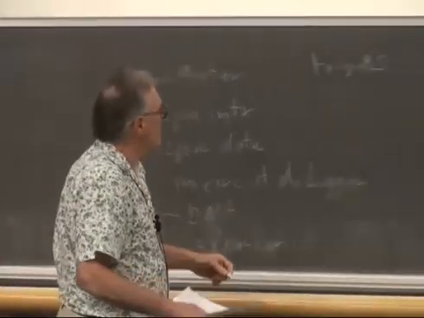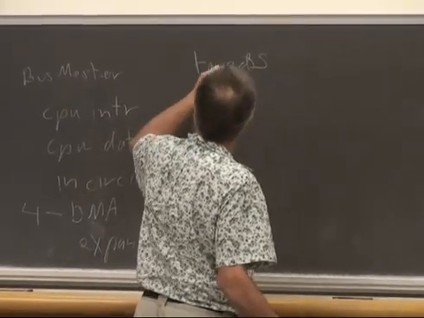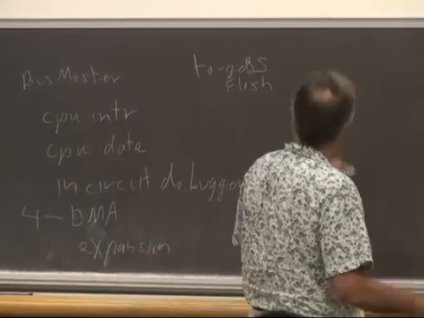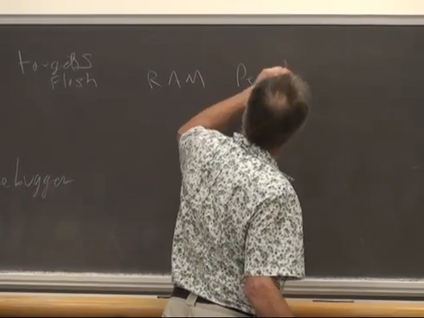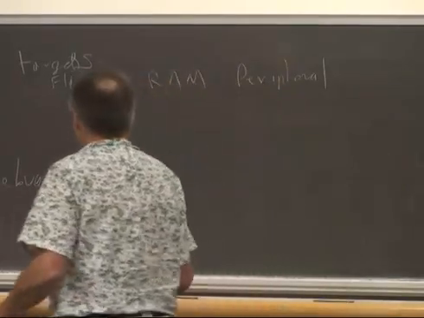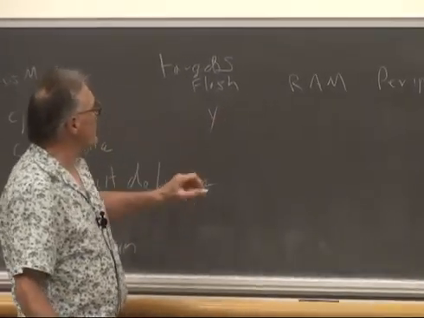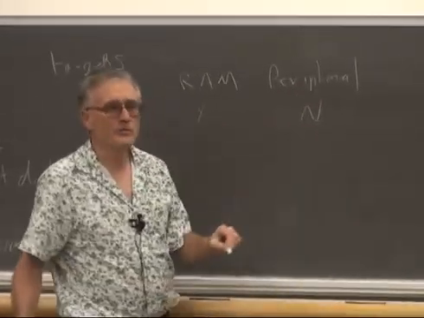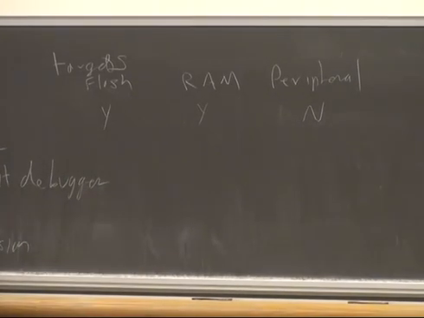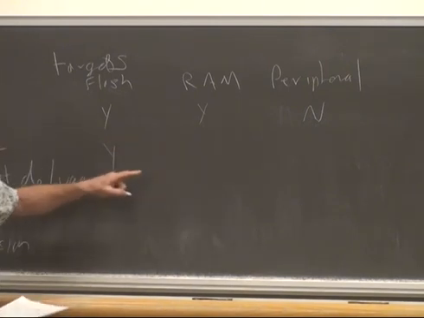So the targets for this can be flash, RAM, or peripheral. In fact, instructions can be retrieved from flash or RAM, but you're not allowed to retrieve opcodes from the peripheral, and that kind of makes sense. Otherwise, you'd be executing code from an I/O port. And every other entry here is a yes. You can read and write.